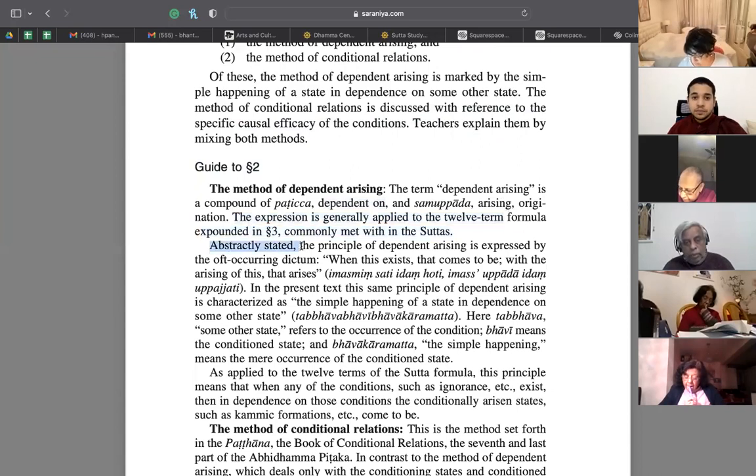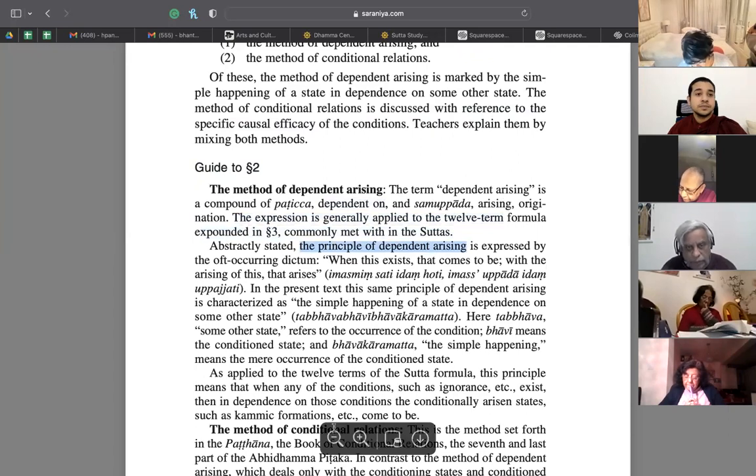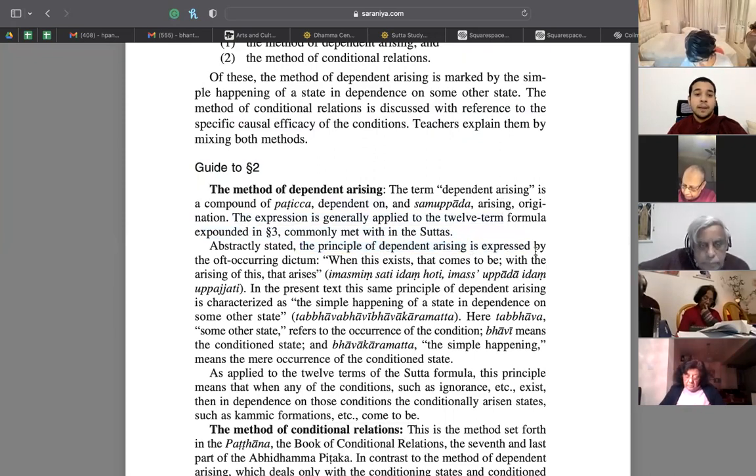Abstractly stated, the principle of dependent arising is expressed by the oft-occurring dictum: when this exists, that comes to be. With the arising of this, that arises. Imasmin sati idam hoti, imassuppada idam uppajjati. In the present text, the same principle of dependent arising is characterized as the simple happening of a state dependent on some other state.